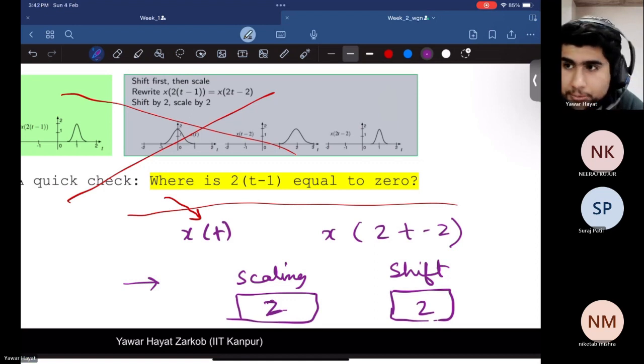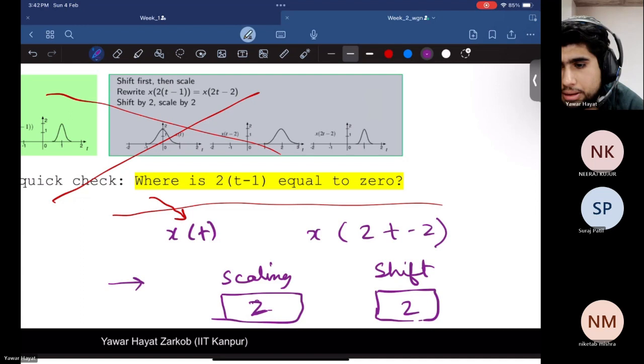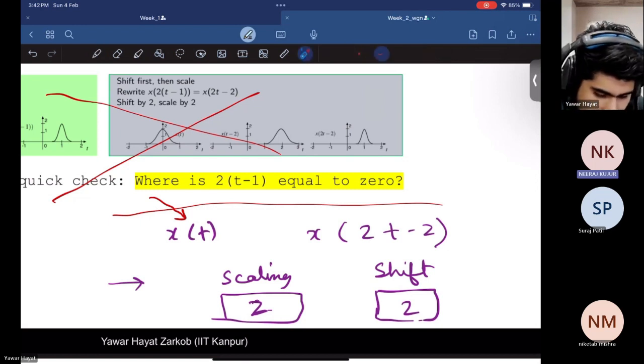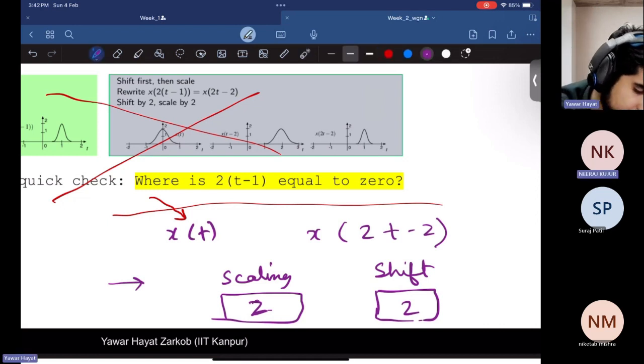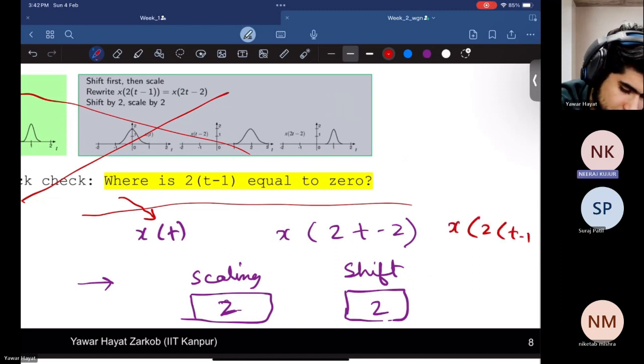But this is wrong. Can you think over this? Why is that the case? So if we write it in the form of x of 2 bracket t minus 1, then we have to follow the BODMAS rule. First, we have to solve the brackets. I have no proper answer to this, sir. Please explain.